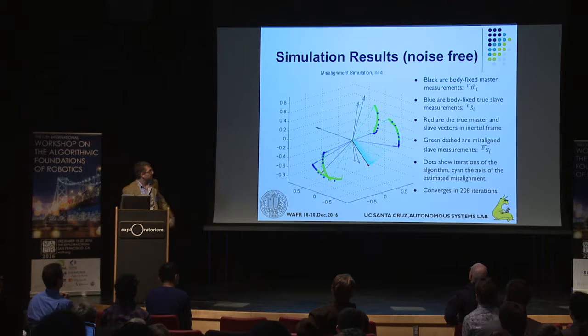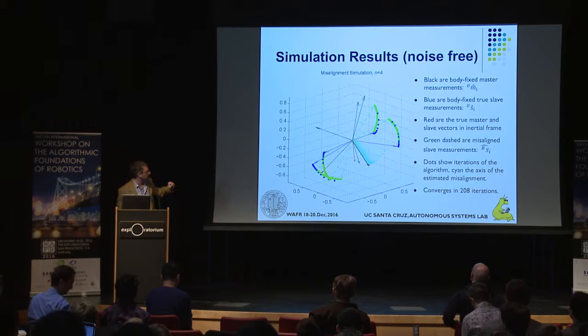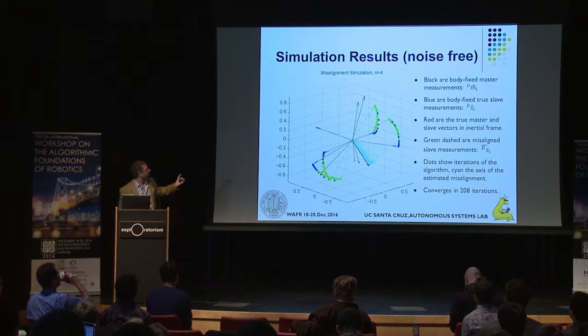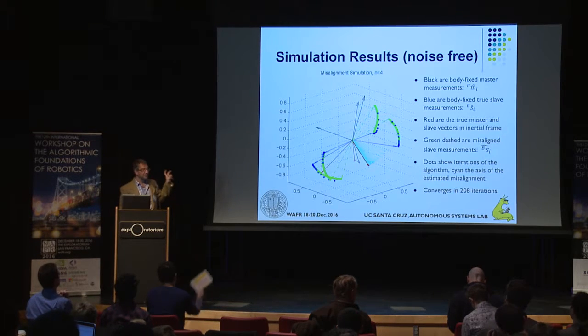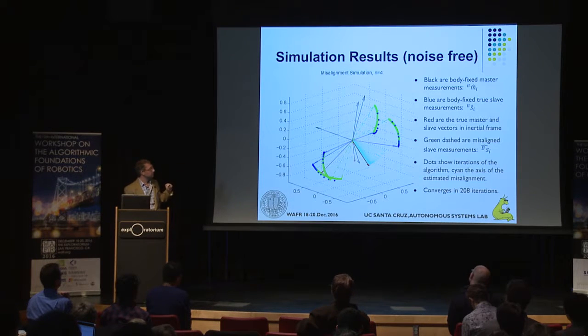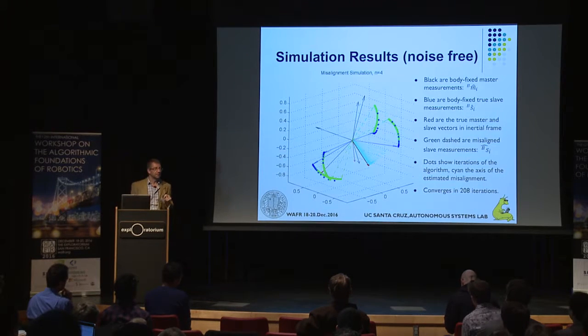All right, so we start, and this is with 4 measurements, so this is a little complicated. Let me go through the colors. The black vectors are the original master measurements. The green dashed ones are the slaves that have been misaligned. The blue is where the slave should be with the misalignment matrix applied. And the cyan arrow is the axis of the axis-and-angle representation of the misalignment matrix.